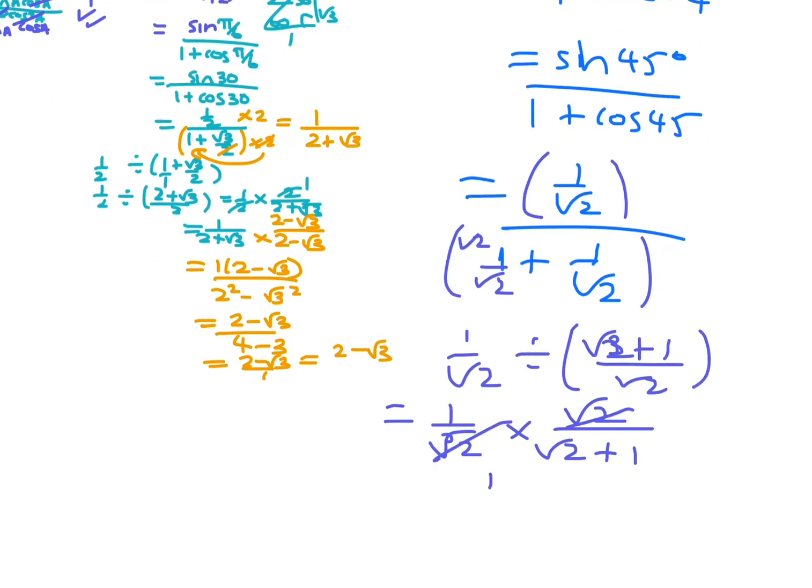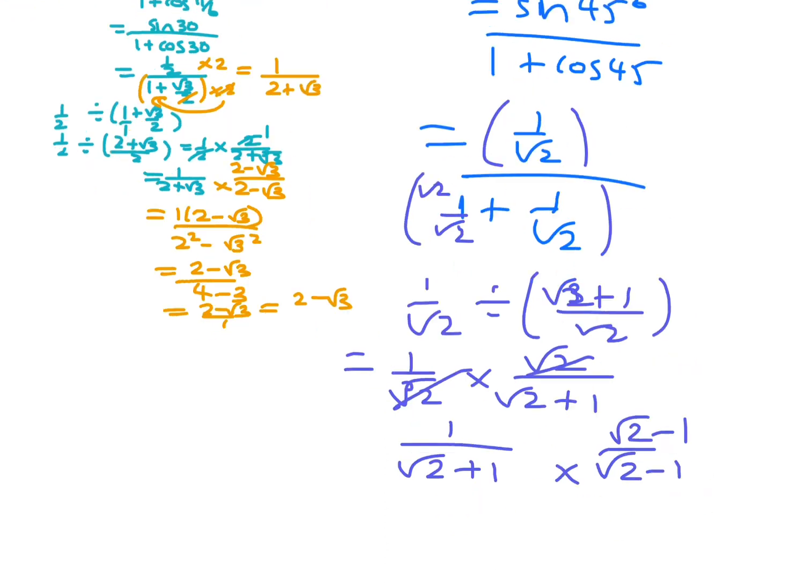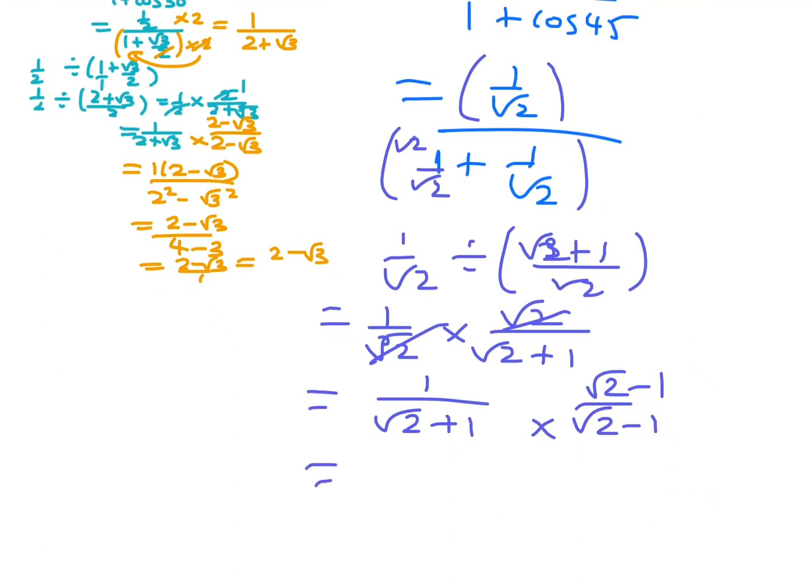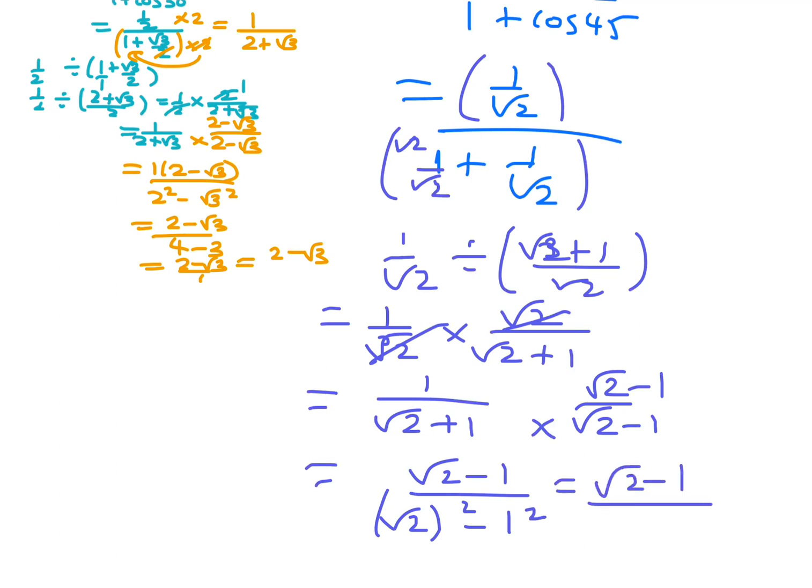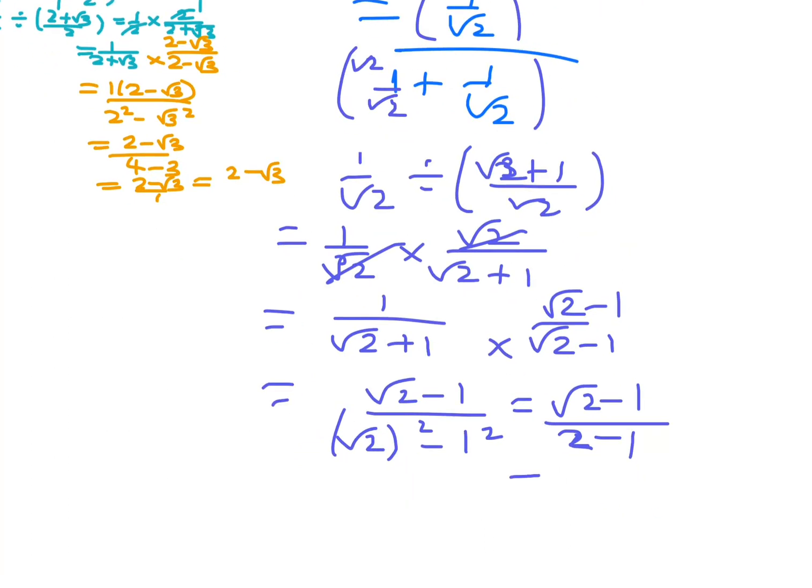The root 2's cancel, which is 1 on root 2 plus 1, times root 2 minus 1 over root 2 minus 1. So that gives you 1 times root 2 minus 1 is root 2 minus 1. Root 2 plus 1 times root 2 minus 1 would be root 2 squared minus 1 squared, because it's the difference of two squares. So it's root 2 minus 1 on 2 minus 1, which is root 2 minus 1 on 1. So root 2 minus 1 on 1 is just root 2 minus 1.